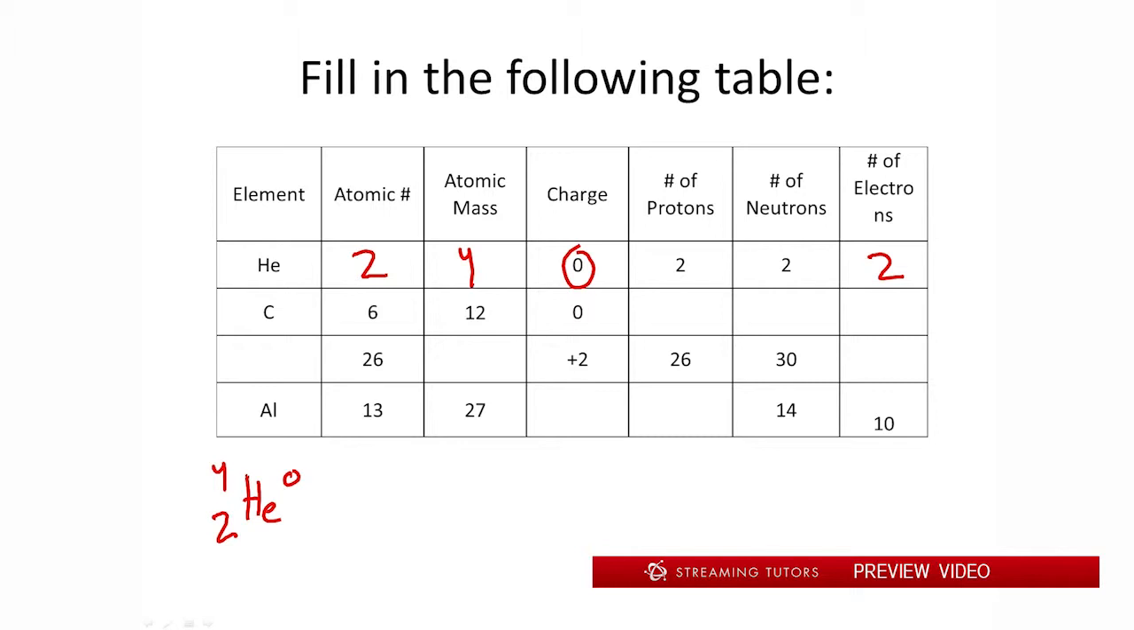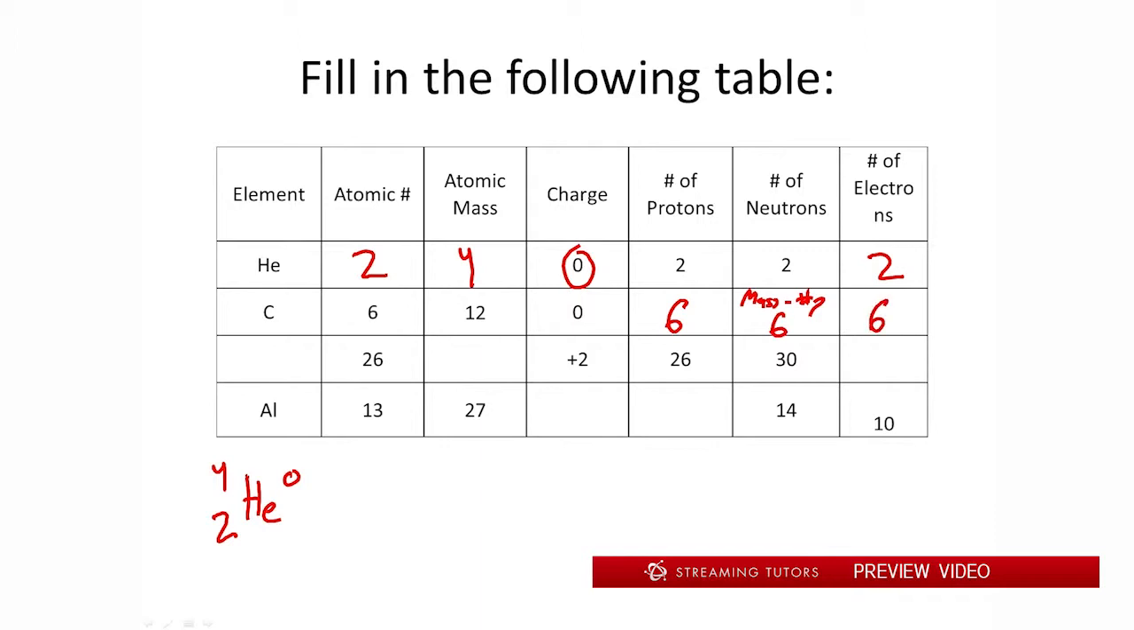For the other examples, let's look at carbon. So carbon, we're given the atomic number, the mass number, and the charge. We're not given anything about the particles inside it. Once again, the atomic number is just the number of protons, so that's just going to be 6. The number of neutrons, we can find that by doing the mass minus the number of protons. So that's just going to be 6 again. And then number of electrons, since we have a 0 charge once again, is going to be equal to the number of protons. So that's going to be 6.